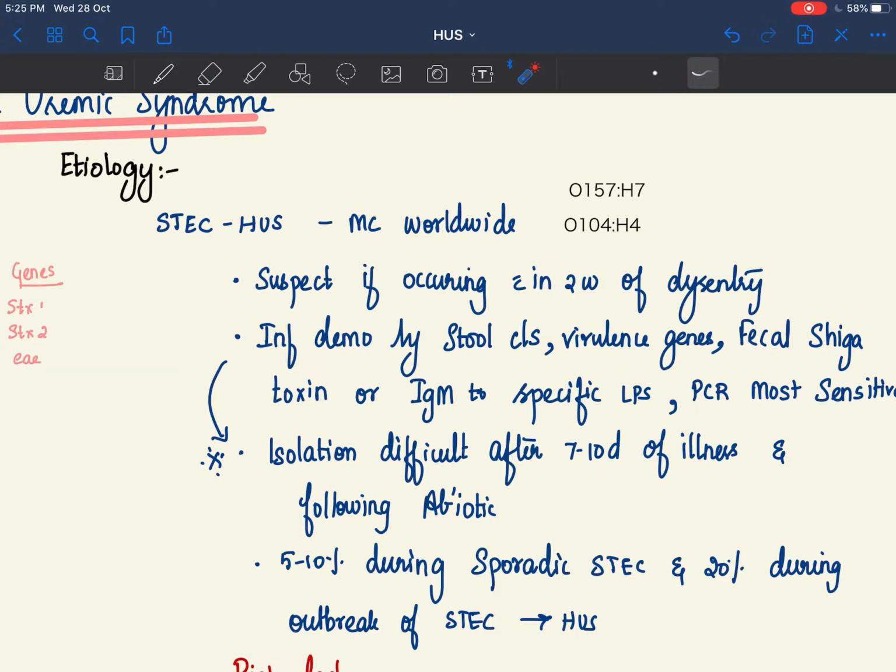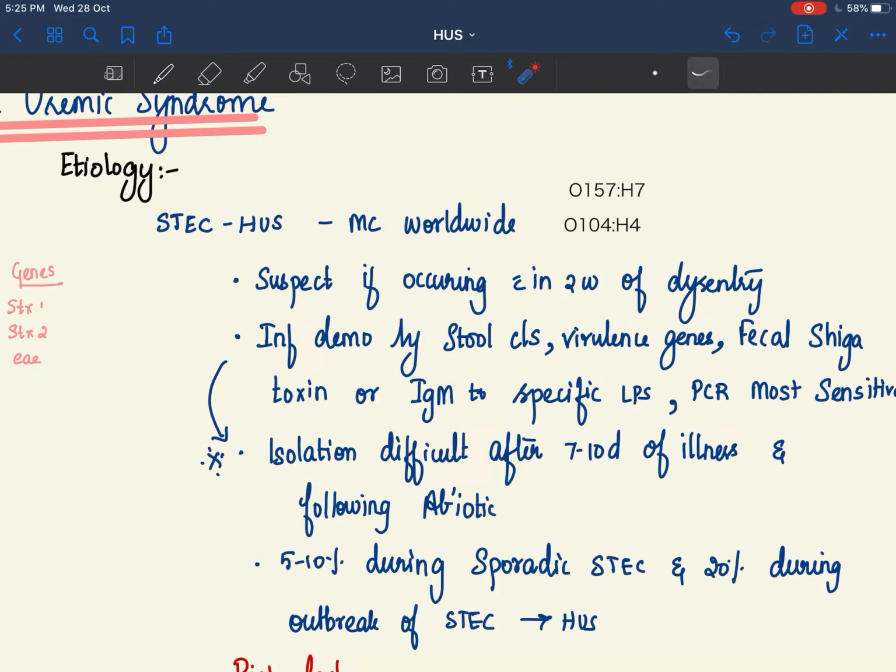So how does this present? This you will suspect if the child is having bloody diarrhea or non-bloody diarrhea, fever, abdominal pain, and the patient is okay or it has been ongoing for 5 to 7 days, and later the child starts having sudden onset of pallor, sudden onset of thrombocytopenia, then you suspect hemolytic uremic syndrome. Within 2 weeks usually it happens. You will try to demonstrate the presence of Shiga toxin E. coli or Shiga-like toxin.